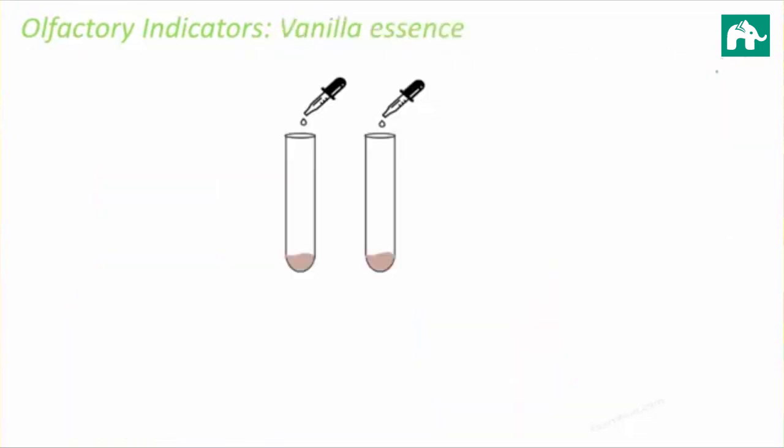Another example is vanilla essence. We often use vanilla essence when we bake a cake, so it gives a very nice fragrance, right? Let's perform an experiment with vanilla essence. You take two test tubes, test tube 1 and test tube 2. In the first test tube, you put some hydrochloric acid, and in the other one we have sodium hydroxide. In both of these test tubes we have dilute vanilla essence, that means vanilla essence mixed with water.